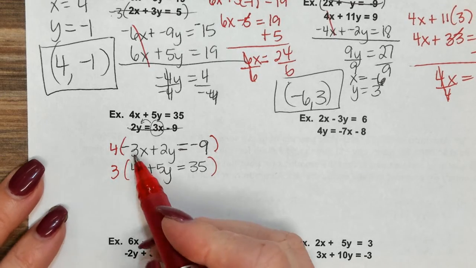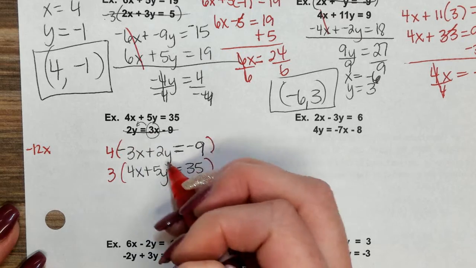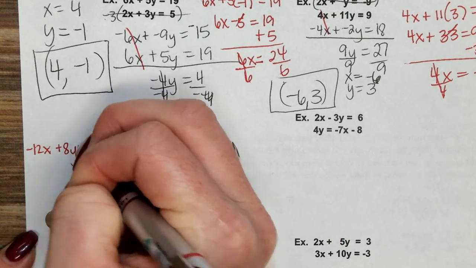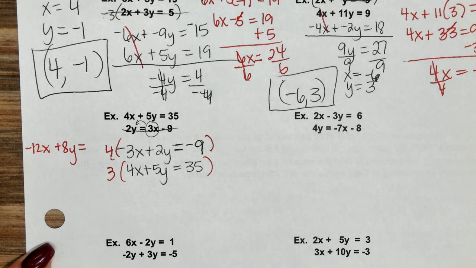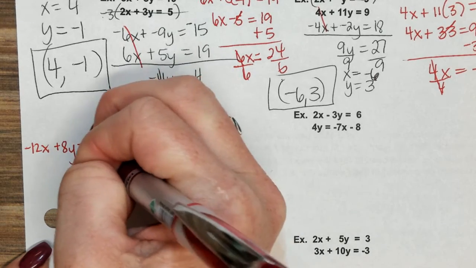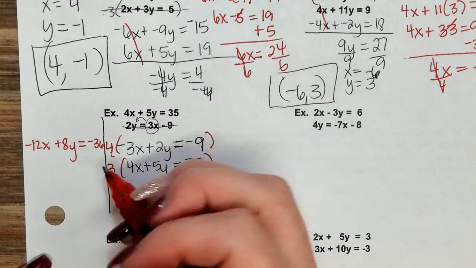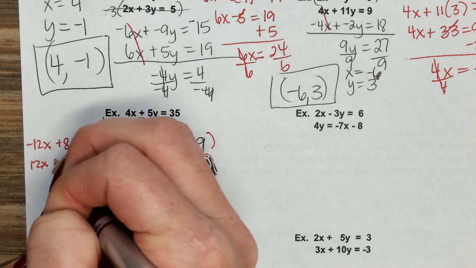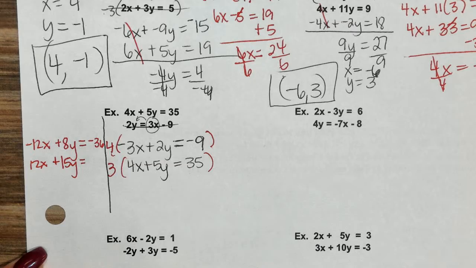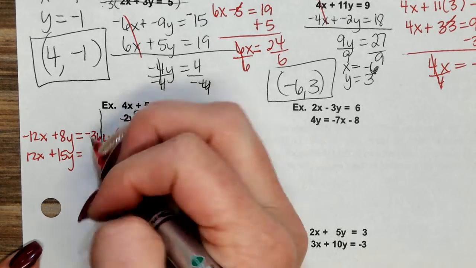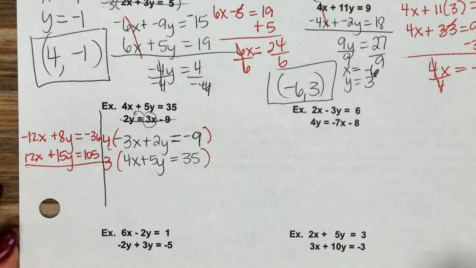Okay, 4 times negative 3 is negative 12x. 4 times 2 is 8. And 4 times negative 9 is negative 36. And I'm just going to separate this so I don't get confused. 3 times 4 is 12x. 3 times 5 is 15. And 3 times 35 is 105. Now I can solve by elimination.